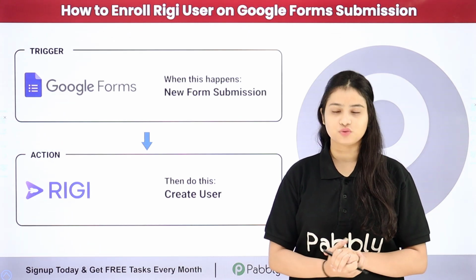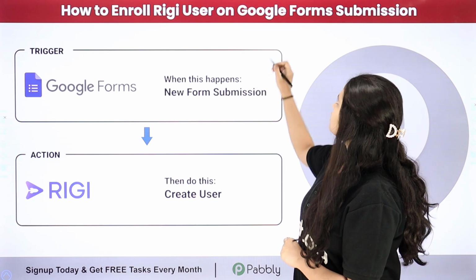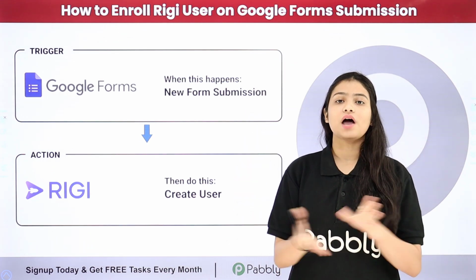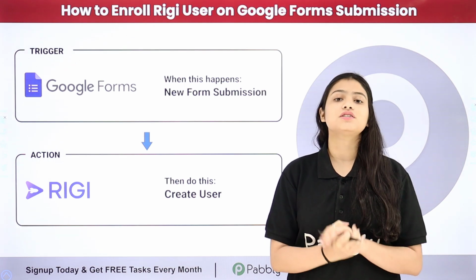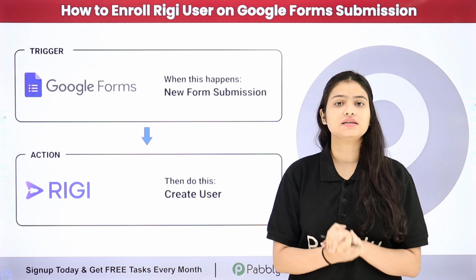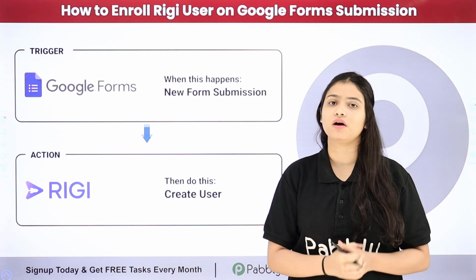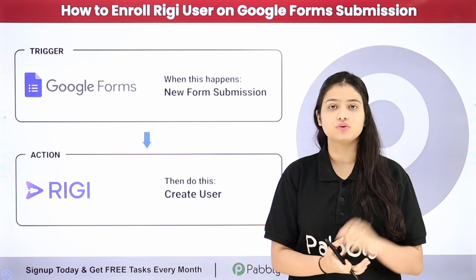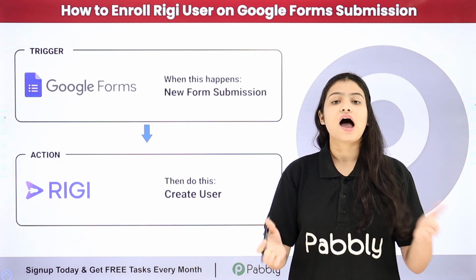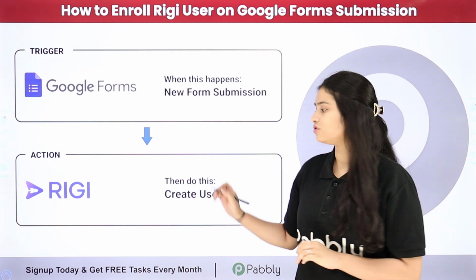In this video, we are going to learn how to enroll Rigi user on Google Form submission. So I am an online course provider and I am providing multiple courses. For taking the registration of these courses, I have created a separate Google Form and I have attached it on my website. Now my objective is that as soon as a student or a person submits that form for the registration, I want to add that person as a user in Rigi course.